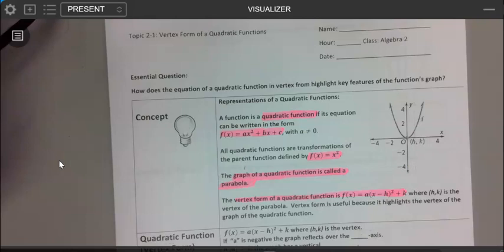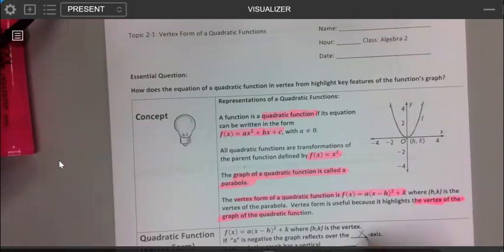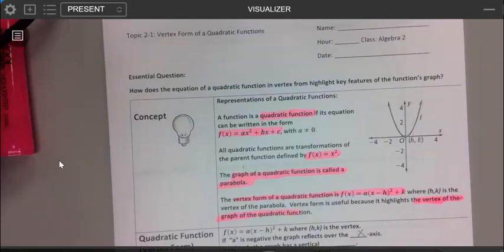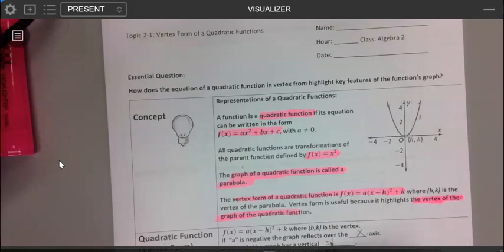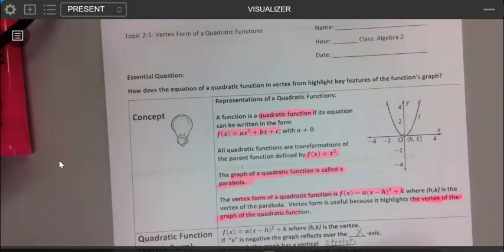Vertex form is useful because it highlights the vertex of the quadratic function, which is key in graphing it. F of x equals a times x minus h squared plus k, where h, k is the vertex. If a is negative, the graph reflects over the x-axis. If the absolute value of a is greater than 1, the graph has a vertical stretch. If the absolute value of a is less than 1, the graph has a vertical shrink, or you could say compression. Either one means the same thing.